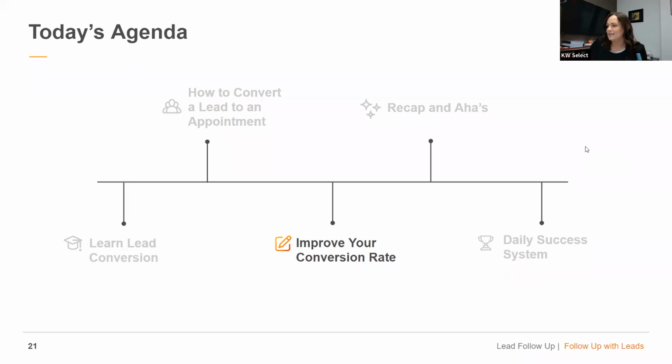All right. Last section here is improving your conversion rate. So now you've learned the model and the steps and the actions that it actually takes to convert a lead to an appointment. We're going to dig deeper into what a conversion rate is and how it can inform your business decisions. So your conversion rate refers to the percentage of leads that you ask for an appointment that actually agree to the appointment. So for example, if you ask 10 leads for an appointment and you set 8 appointments, you have an 80% conversion rate.